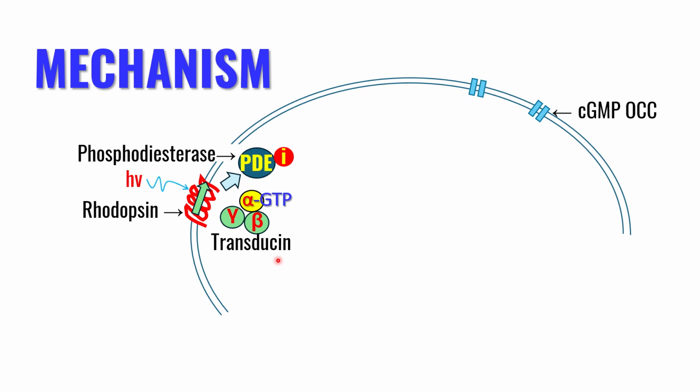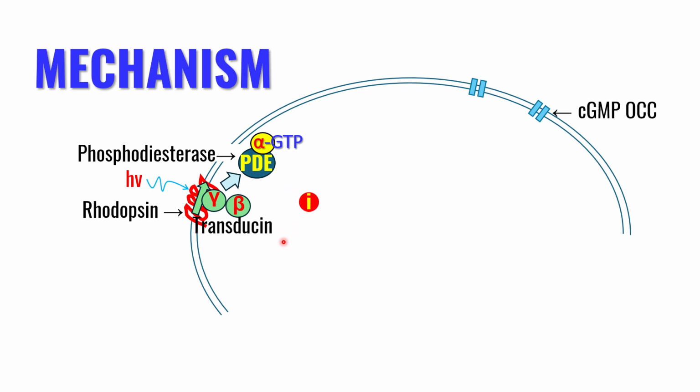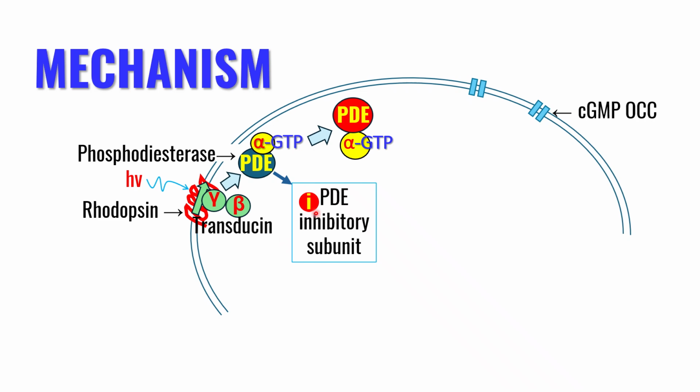When light falls on the rhodopsin, the chromophore is converted into all-trans retinal, which causes a conformational change in the protein, making rhodopsin converted to metarhodopsin II, which activates the G protein, which with its alpha subunit knocks down the inhibitory subunit from the PDE or phosphodiesterase enzyme, and thereby activates the PDE. So active PDE hydrolyzes cyclic GMP.